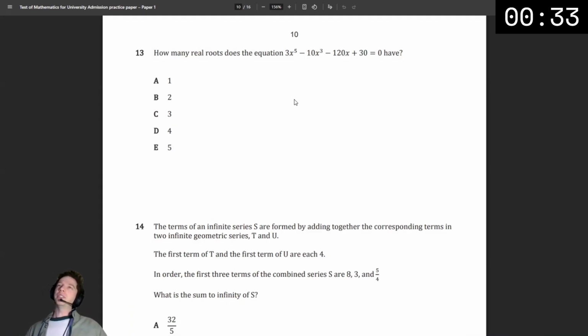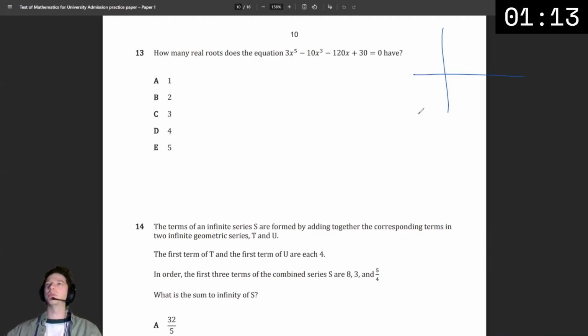So you need to do a trick that I don't think they really teach in A level, and I've recently come across it in the TMUA for determining the number of real roots of some polynomial equation. I was doing it with a cubic, but it will work for this quintic, I hope. What you do is you find the turning points of this function, and you find out where they are.